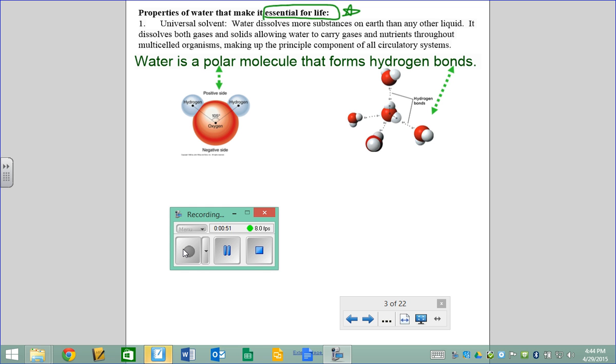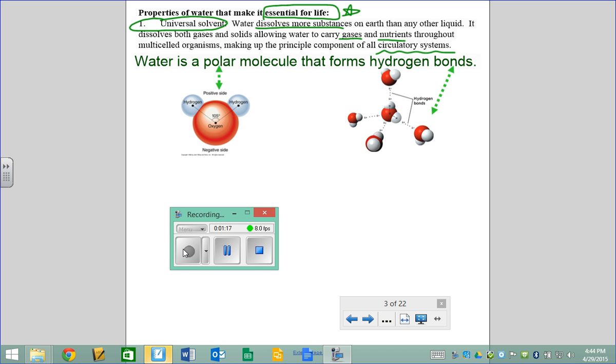One thing that's important about water is that it's the universal solvent. That means that it dissolves more substances on Earth than any other liquid. It dissolves gases. It dissolves solids. And we know from our previous studies about the circulatory system that this means gases, nutrients, anything that an organism needs to transport, it can transport by means of its circulatory system.